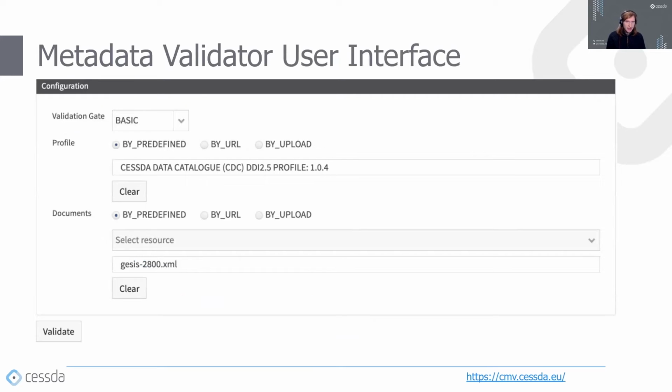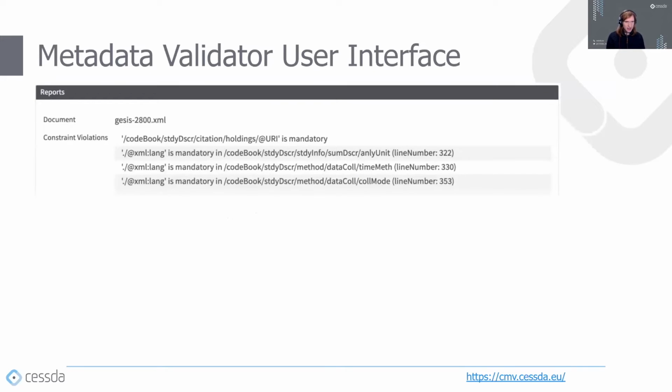The CESSDA Metadata Validator has a very easy to use user interface where you select the validation gates and the validation profile used, of which there are predefined profiles, which are the standard profiles. But you could also upload your own profile if you wanted a custom validation. Documents can be uploaded either by supplying a URL or by uploading a document. And the results are then displayed in a table below.